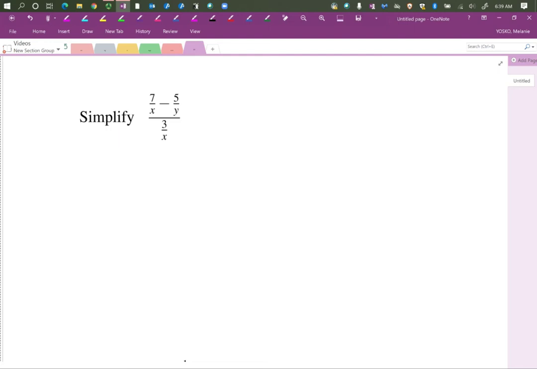Let's simplify some fractions. This is a complex fraction. I have a fraction within a fraction. If you notice, all of this stuff up here is the numerator of the big fraction. And this little guy down here is the denominator of the big fraction.